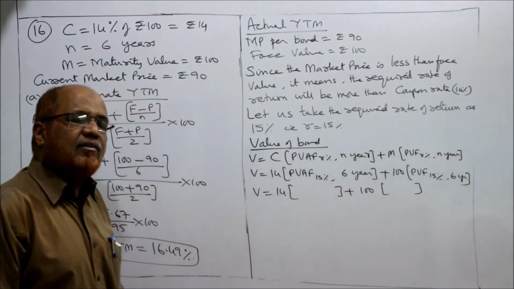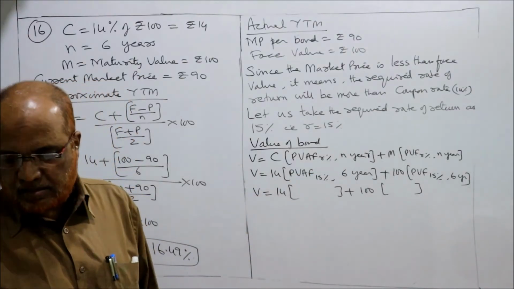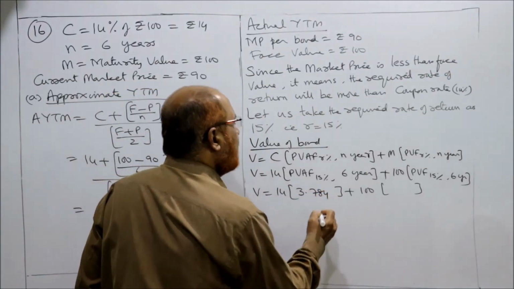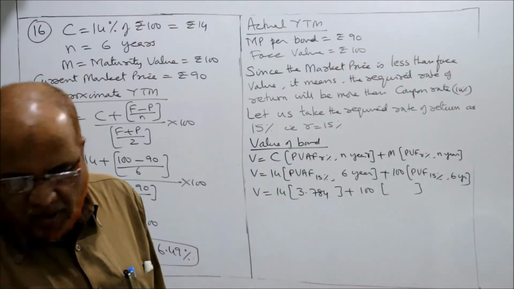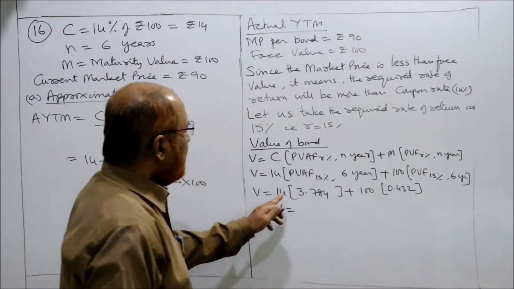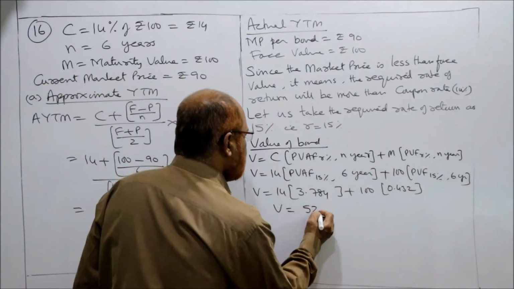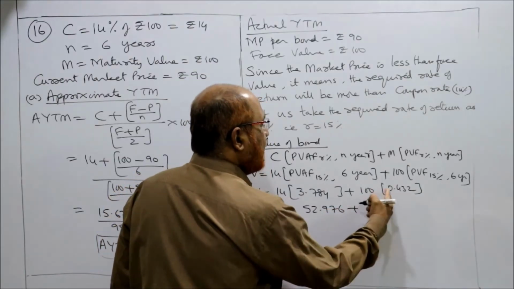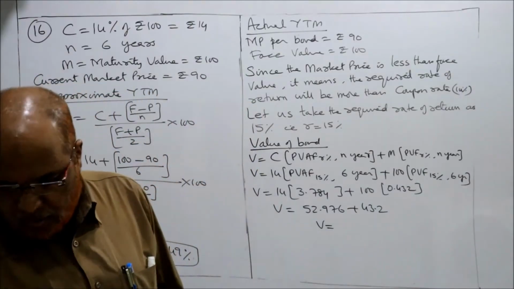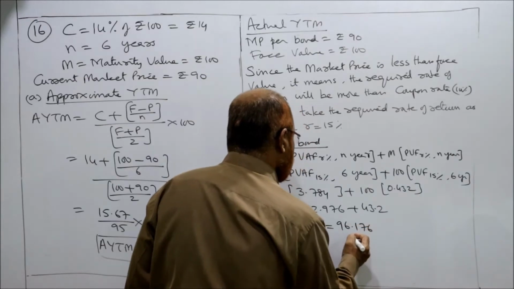Now we have to calculate the annuity factor and also PV of rupee 1 at 15% for 6 years. So 15% 6 years, 3.784. And 15% 6 years, it is 0.432. V is equal to, now multiply 14 into 3.784, 52.976 plus 100 into 0.432, 43.2. V is equal to 96.176.